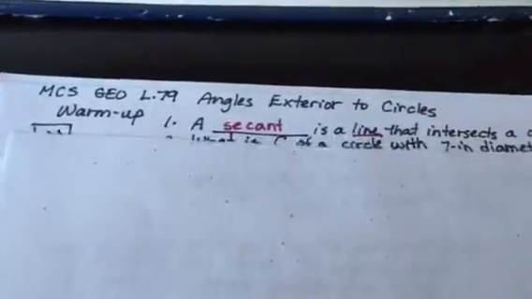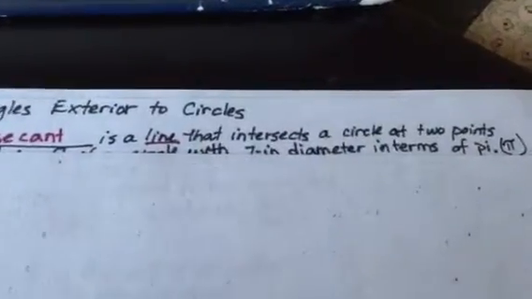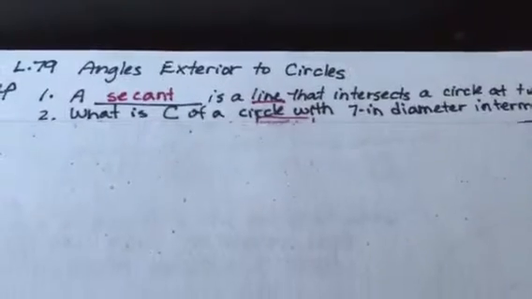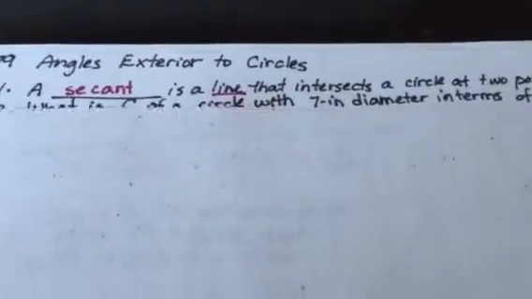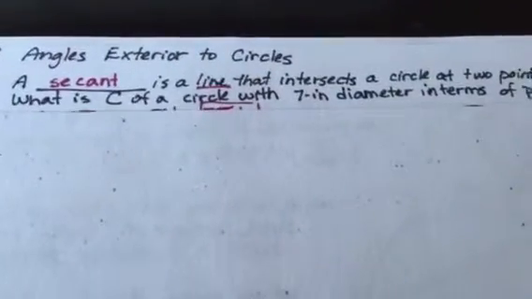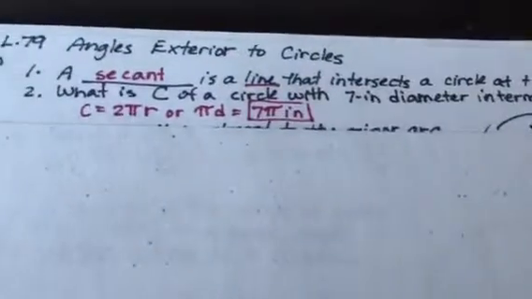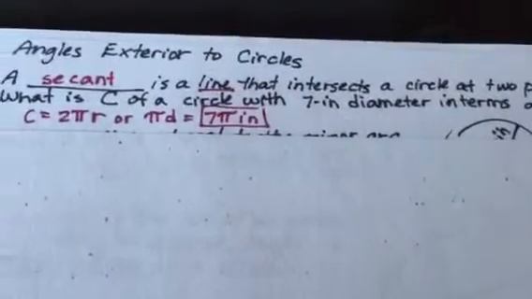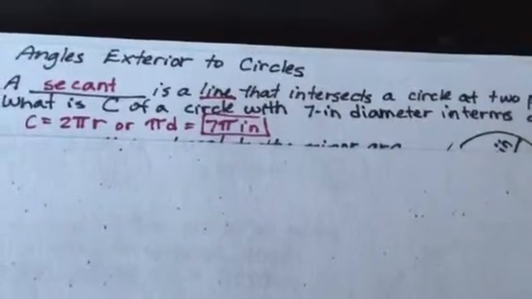The warm-up number 1: a blank is a line that intersects a circle at 2 points. That would be a secant. Number 2: What is the circumference of a circle with a 7-inch diameter in terms of pi? Well, circumference equals 2 pi r or pi d, and so 7 inches times pi is 7 pi inches.